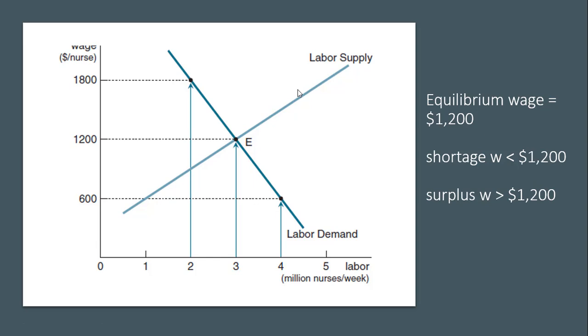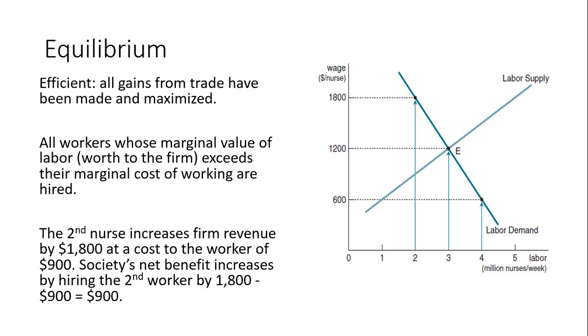Okay, let's move on. I want to talk about equilibrium. In equilibrium, all gains from trade have been made or maximized. All workers whose marginal value of labor, that is the worth to the firm, exceeds their marginal cost of working are hired. So anywhere that the labor demand curve is above the labor supply curve, like at this 2 millionth nurse, these workers will be hired.